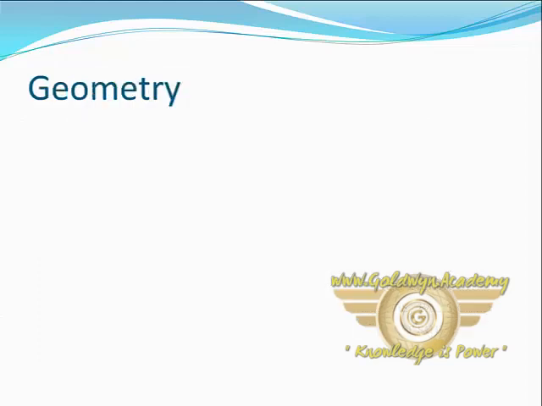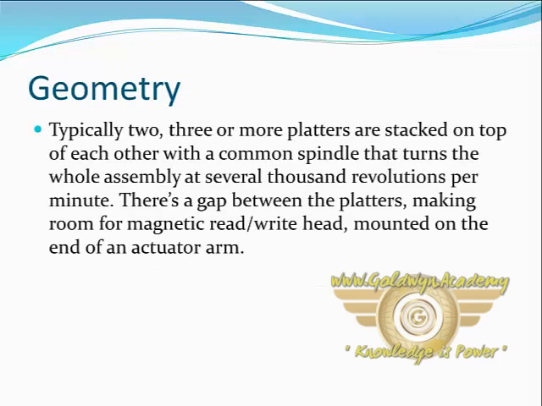Now let's have a look at the geometry of the hard disk drive. Typically, 2, 3 or more platters are stacked upon each other on a common spindle that turns the whole assembly at several thousand rotations per minute. There is a gap between platters, making room for the magnetic read and write head, mounted on the end of an actuator arm.